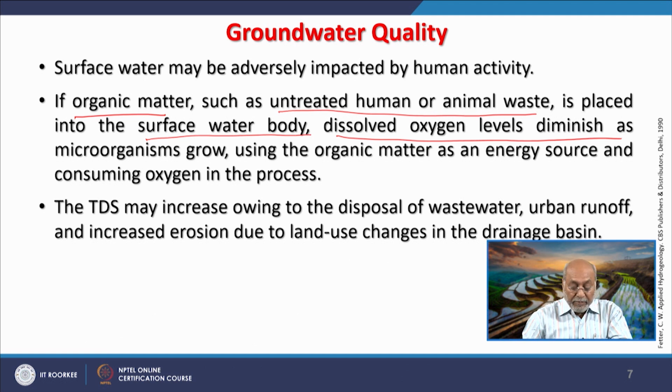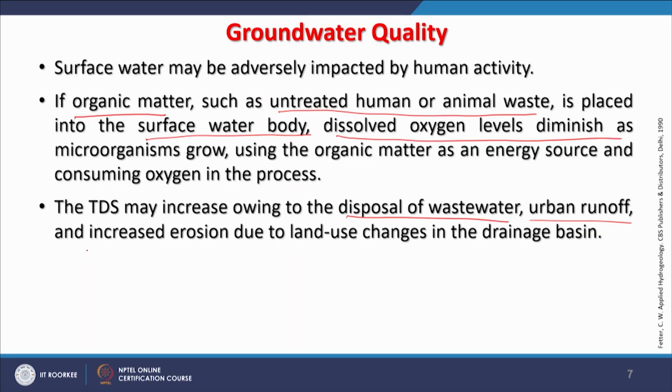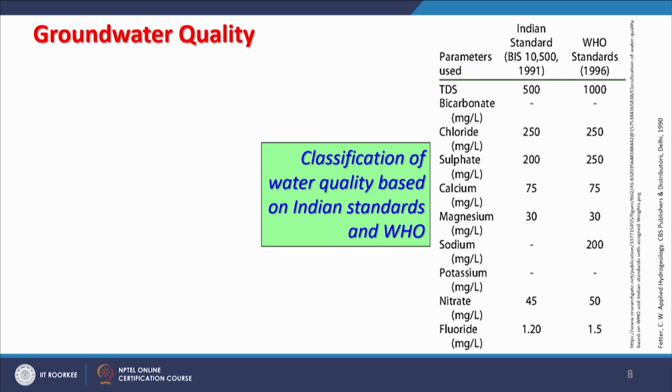So, TDS may increase if these things are there, owing to disposal of wastewater. TDS is one important parameter to assess the groundwater quality, as we have seen, starting from fresh water to saline water, brackish water and others. Urban runoff means the water which is coming into the stream from the cities, and increased erosion due to land use changes in the drainage basin. So, these things are happening, and they are harming our groundwater quality almost everywhere.